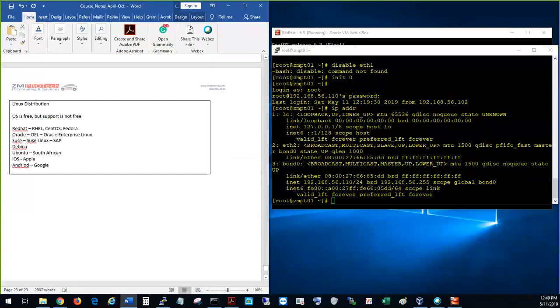Okay, here's another catch. What Red Hat did was Red Hat developed a packaging system for the additional software that you install on the operating system. It's called the RPM packaging system. It stands for Red Hat Package Manager.